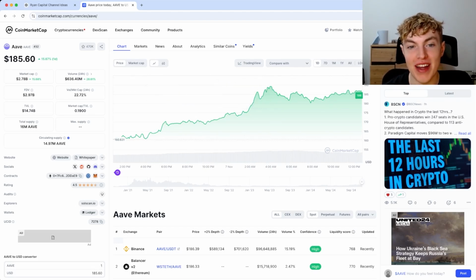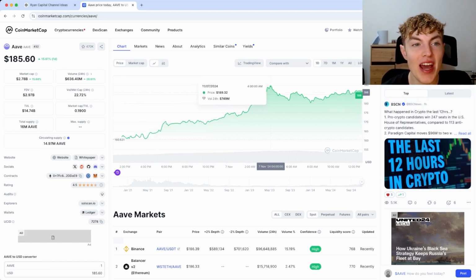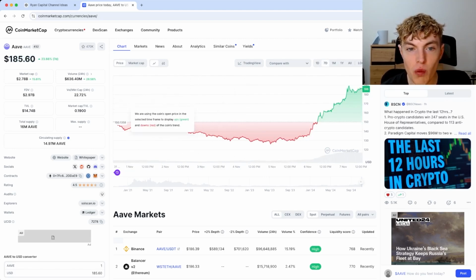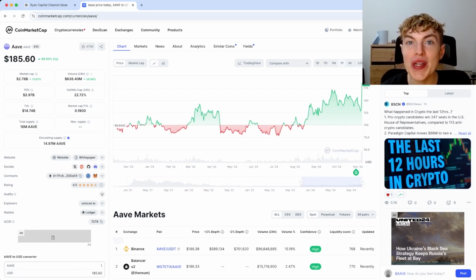AAVE is pumping right now. In the last 24 hours, it went from $160, then it hit a high of $189, and now it's sitting at $185. Going to the past 7 days, you can see it went from 150 to 186, and looking at the past year, you can see it went from $99 to 186.